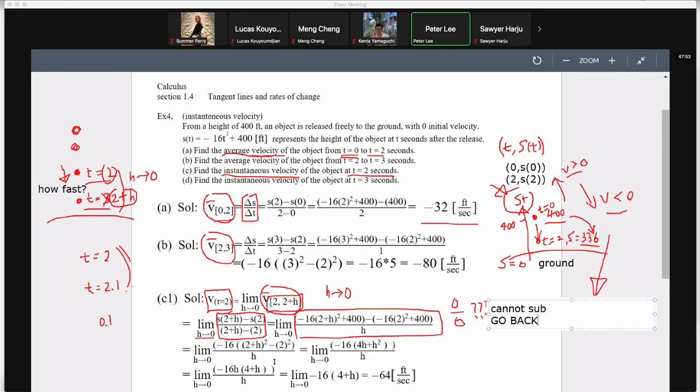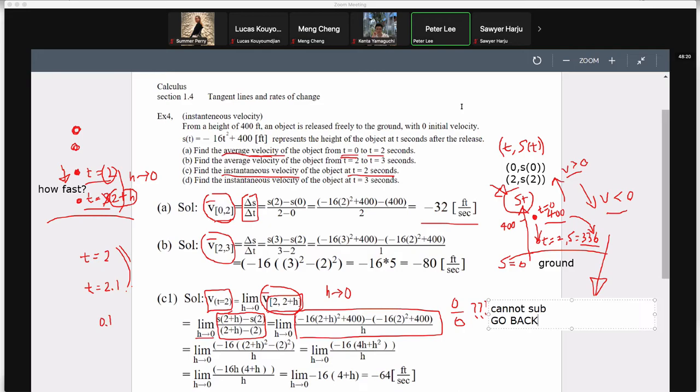Okay, so now you do all the rest of it, and the rest of it is straightforward, and then at the end, you do get minus 64. So minus 64 turns out to be the instantaneous velocity at 2 seconds. So at that instant, at t equals 2, how fast is the object moving? It is moving at an instantaneous velocity of minus 64. That means it is heading down. Obviously, everything is heading down here.